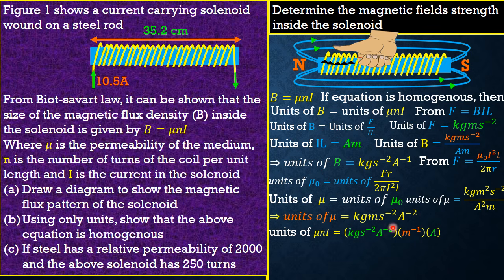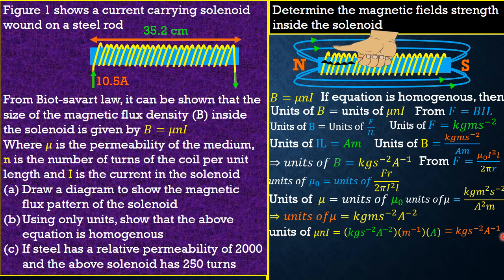like kilograms per second squared amperes to the power -2 into that of n, guys. Keep in mind that n in this case is the number of turns per unit length, or the turn density. So the unit is per meter. So we have this, then we have amperes. If you simplify, guys, we have kilograms per second squared per ampere squared.